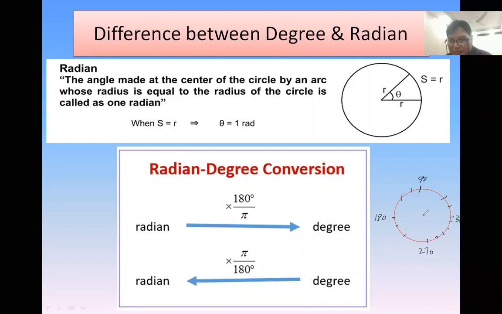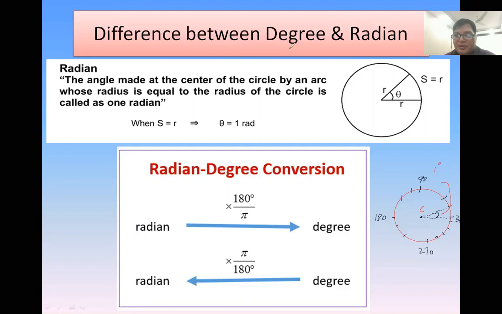Now, the angle made at the center of the circle by each part. Suppose this is one part. The angle made at the center of the circle by each part is called 1 degree. This is 1 degree angle. It means that when the angle is made at the center of the circle by 1 part, it is 1 degree; 2 parts, 2 degrees; 3 parts, 3 degrees; 90 parts, 90 degrees. This is called degrees.